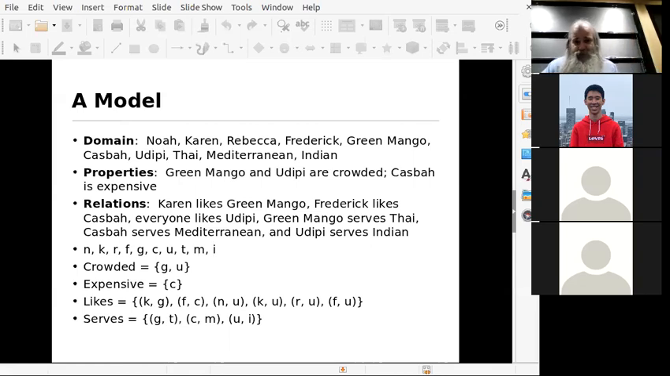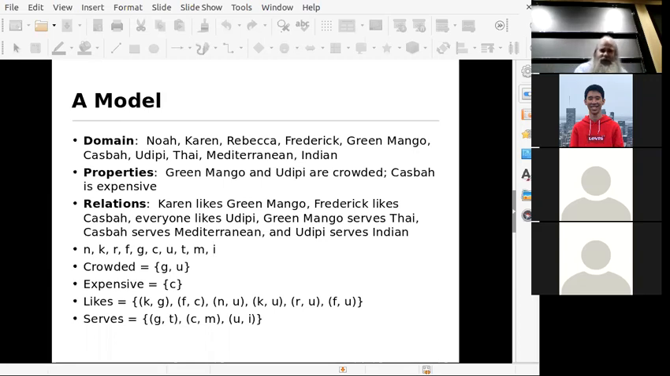There's a bunch of properties about these that are relating these objects, these entities together, okay? There's a bunch of relations, okay? So the properties have got one argument. In other words, the restaurants Green Mango and Udipi are crowded and Casbah is expensive, okay? There are relations where it can have multiple arguments. So likes, we can take Karen and Green Mango. Likes can take Frederick and Casbah, etc. So we've got these facts. These are the things that go in our paper bag, our knowledge, okay? We've got these symbols that are going to represent these, and we've got the information.